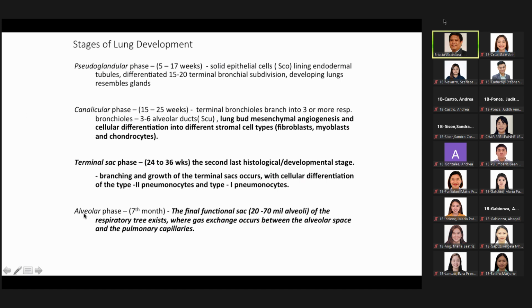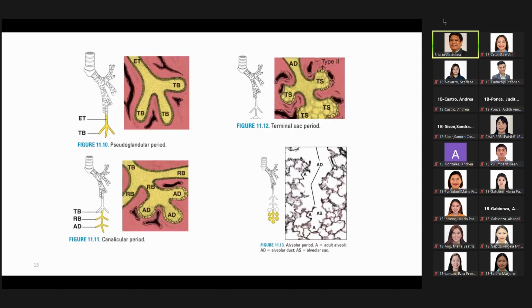And finally, the alveolar phase from the 7th month, you have a final functional sac, which is about 20 to 70 million alveoli, where gas exchange now occurs between the alveolar space and the pulmonary capillaries. So pseudoglandular phase, canalicular period, terminal sac, and then you now have your alveolar period.